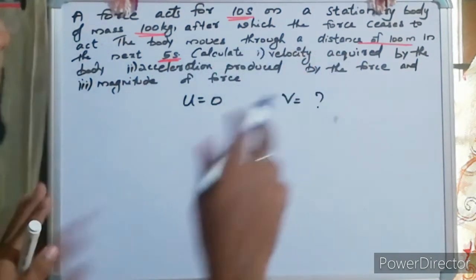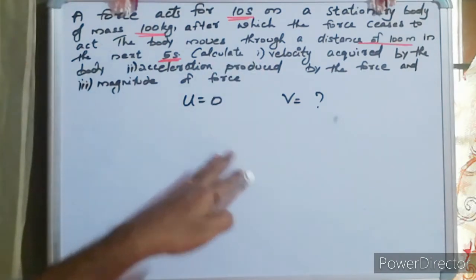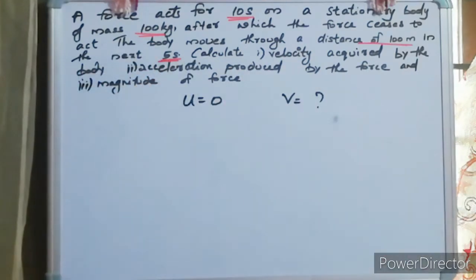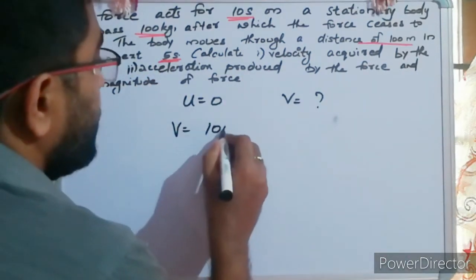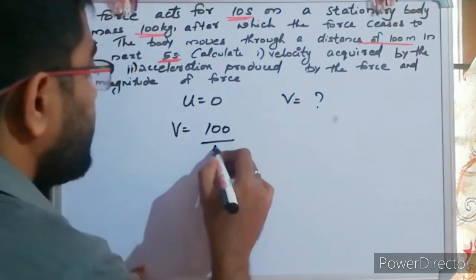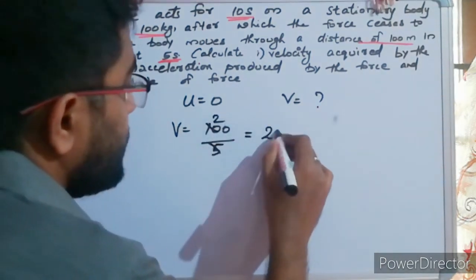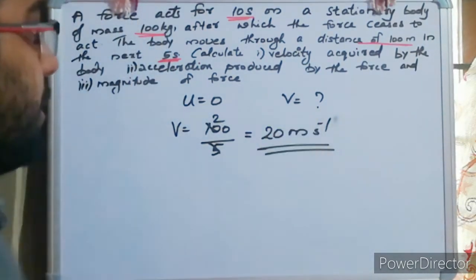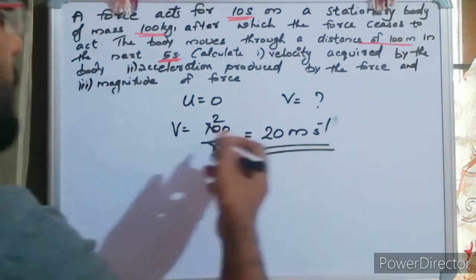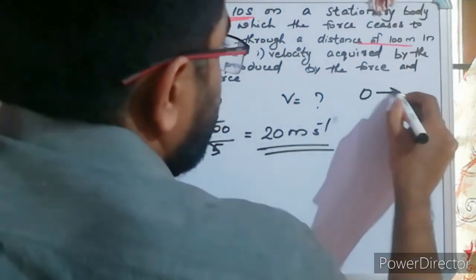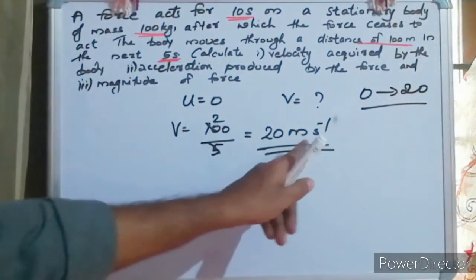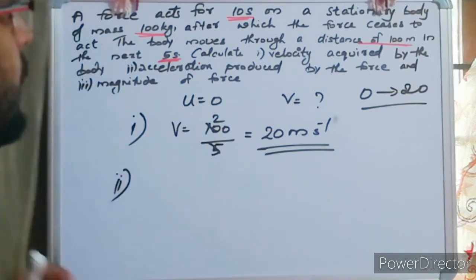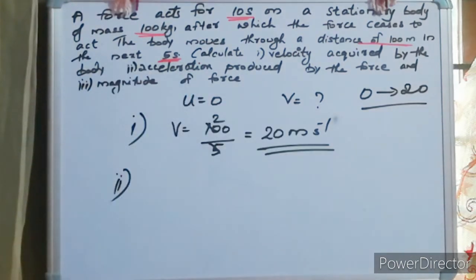It is said that the body is moving. Initially, if it is at rest, I can't find any velocity, but since it is moving a distance of 100 meter in 5 seconds, its velocity will be equal to distance divided by time, 100 divided by 5. So I will get 20 meter second raised to minus 1. So the velocity acquired, from 0 to 20, is nothing but 20 meter second raised to minus 1. So that is the first part.